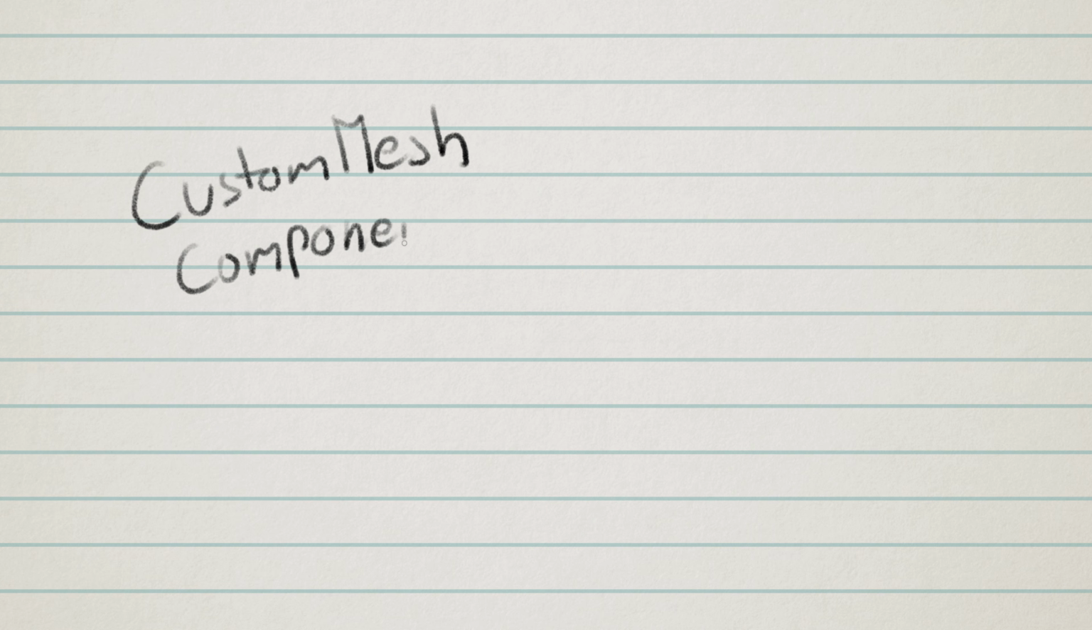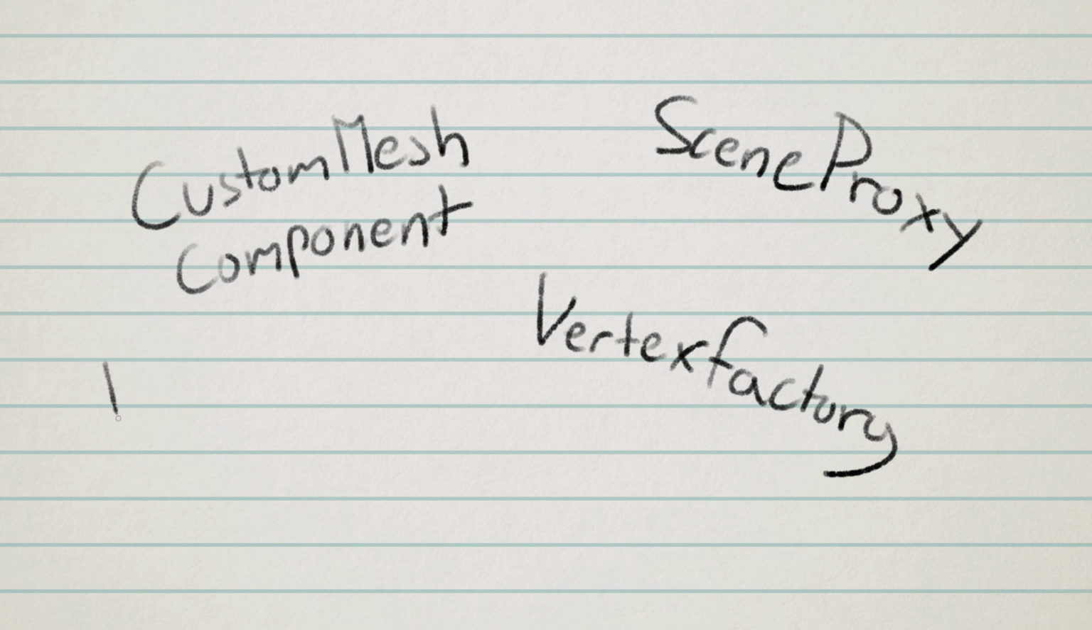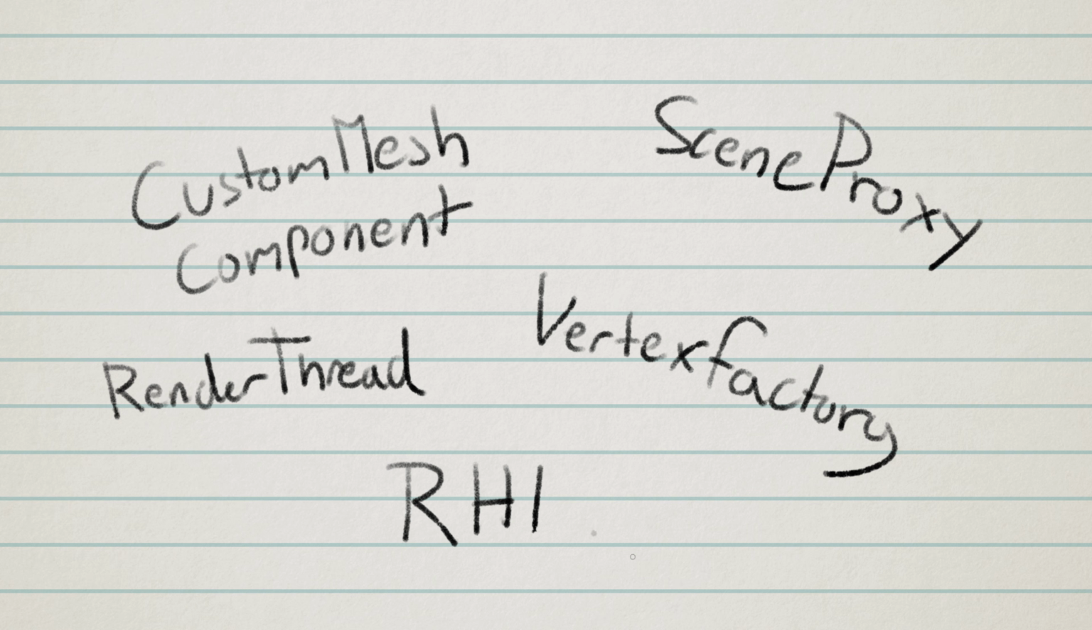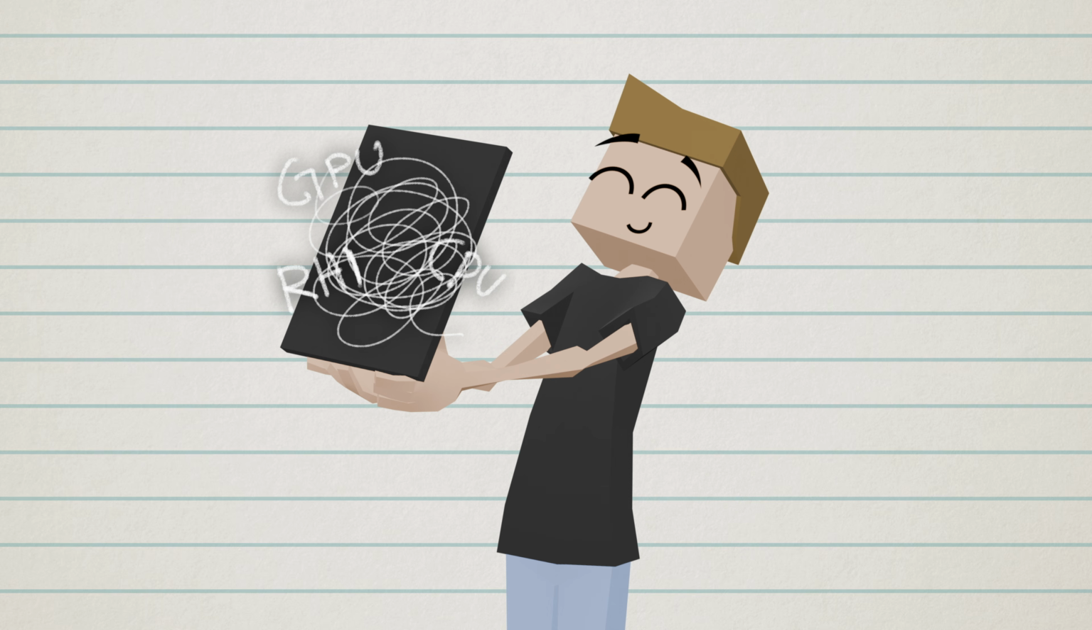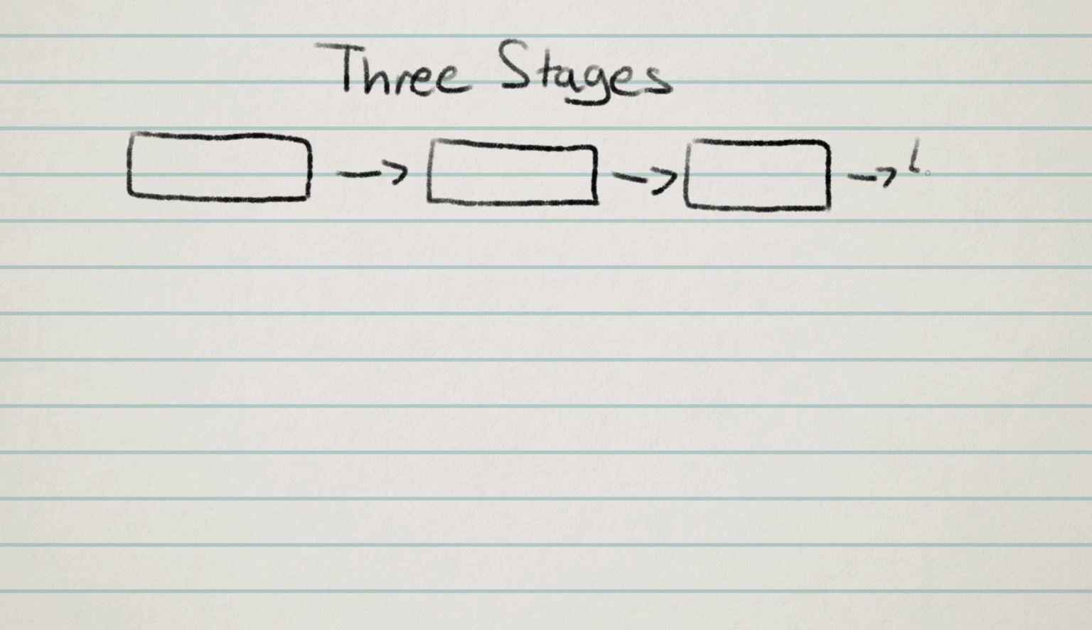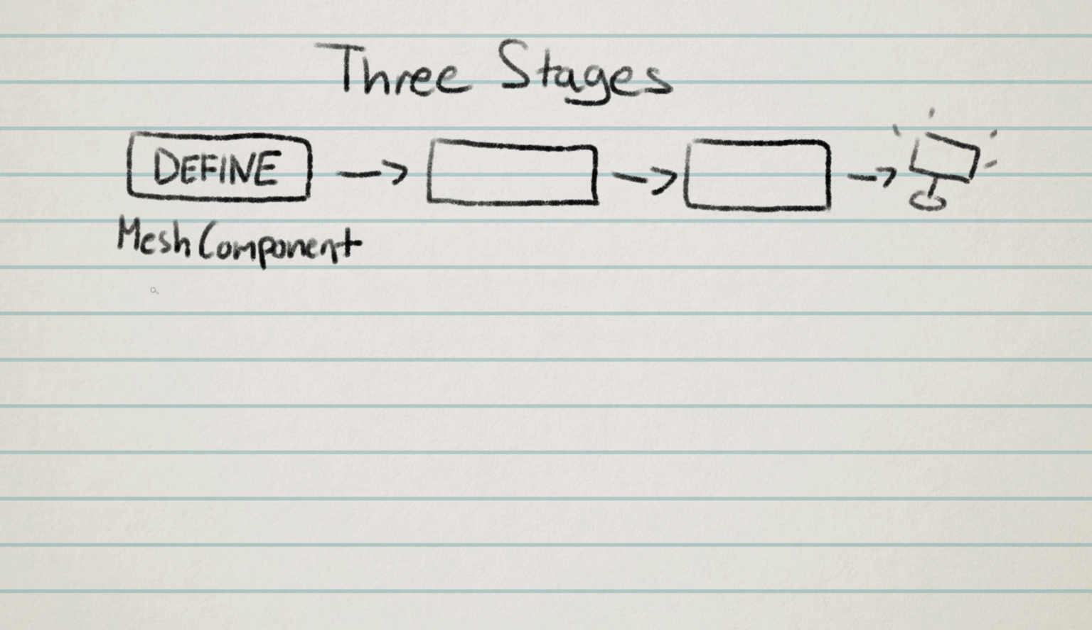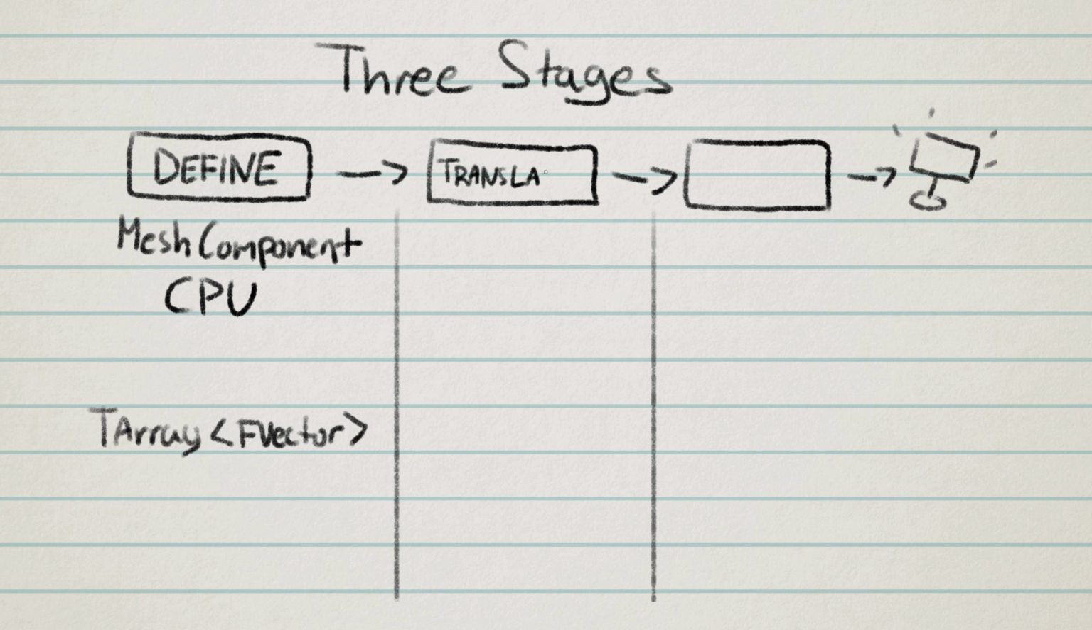I learned about custom mesh components, scene proxies, vertex factories, render threads, RHI resources, and tons of weird systems and terminologies I had never touched before. And let me break down my understanding of all of it. Basically, there are 3 stages your data has to go through before being rendered on your screen. I call the first stage the define stage. This is where the whole pipeline starts. Directly inside the component itself, you describe what your mesh looks like using regular CPU-side C++ code. And this data is usually regular arrays, which are easy to read and easy to modify.